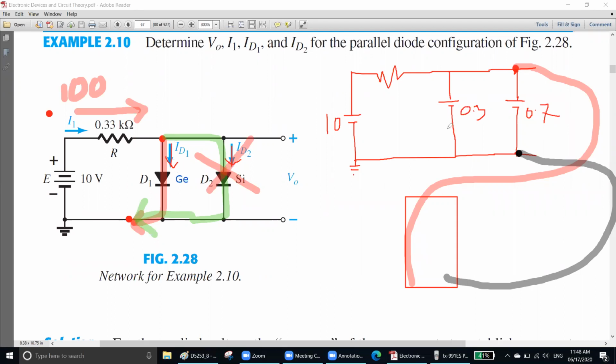If everybody chooses the germanium, then there is no current in the silicon. If there is no current in the silicon, the 0.7 volt will not be there. Only 0.3 will be there. Understood?